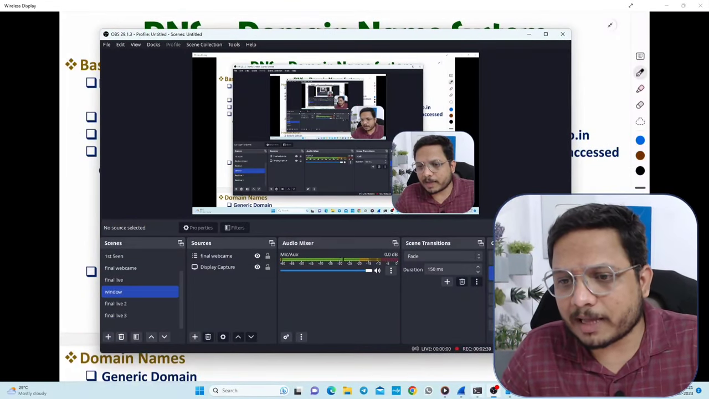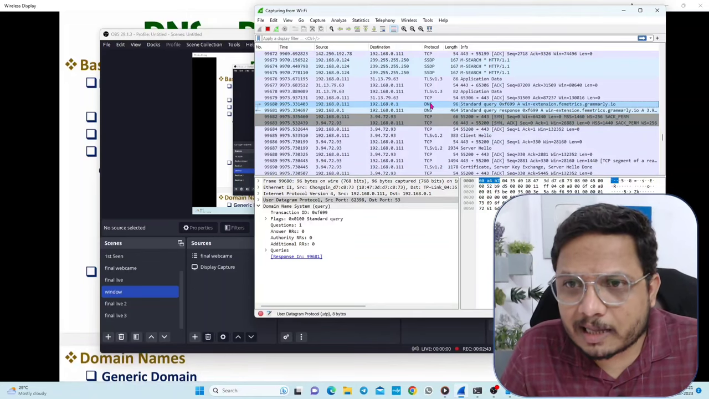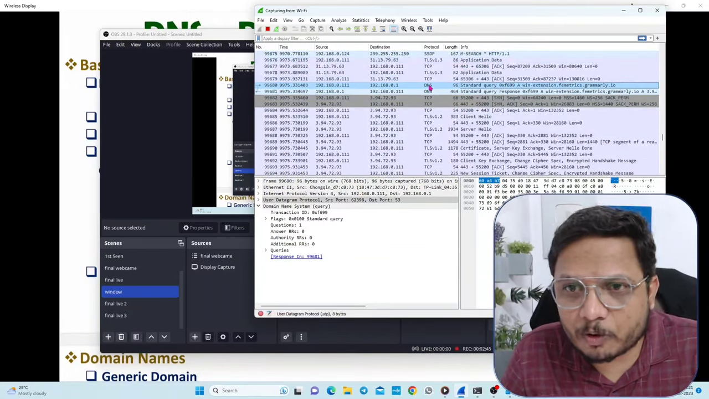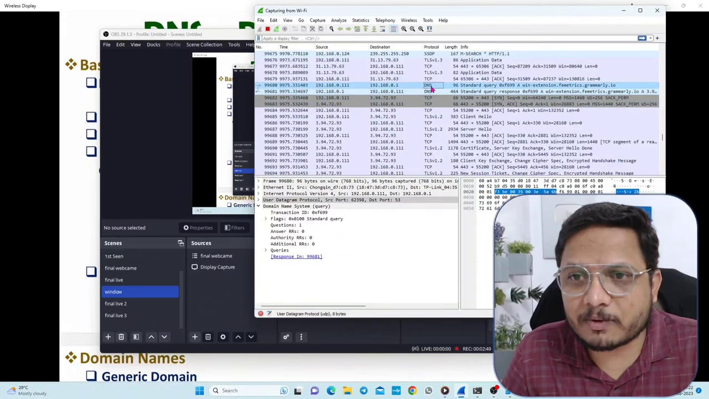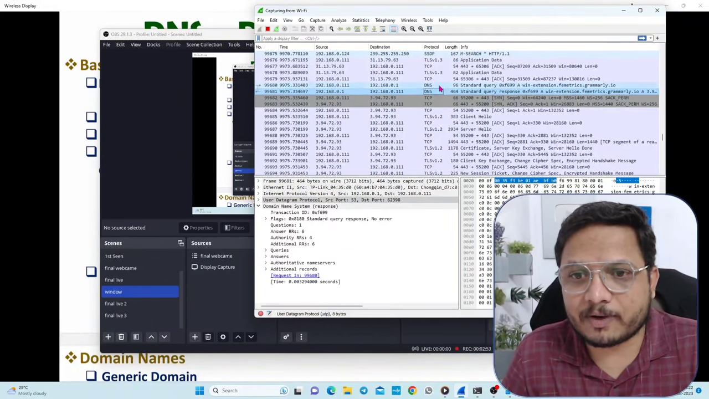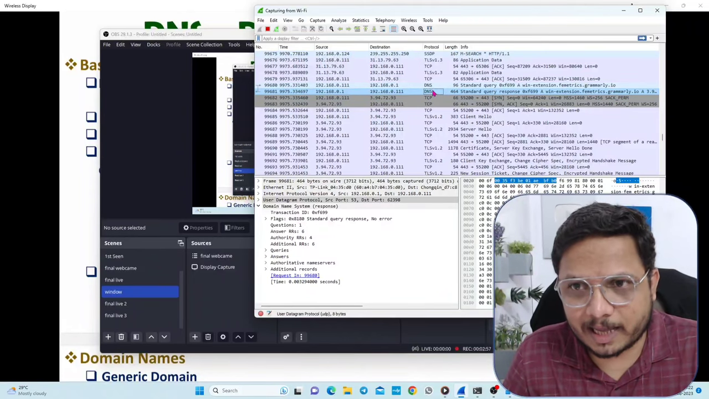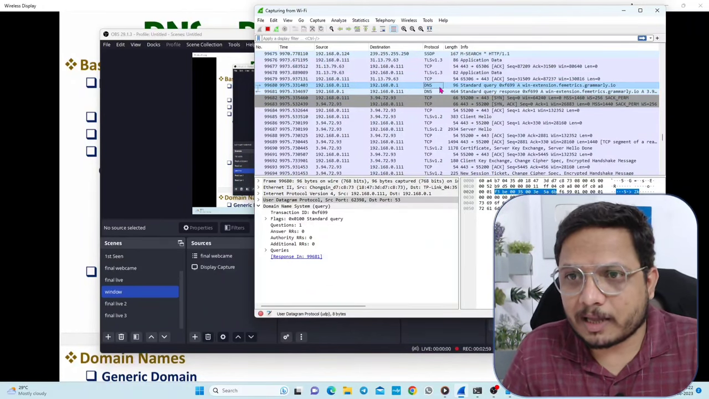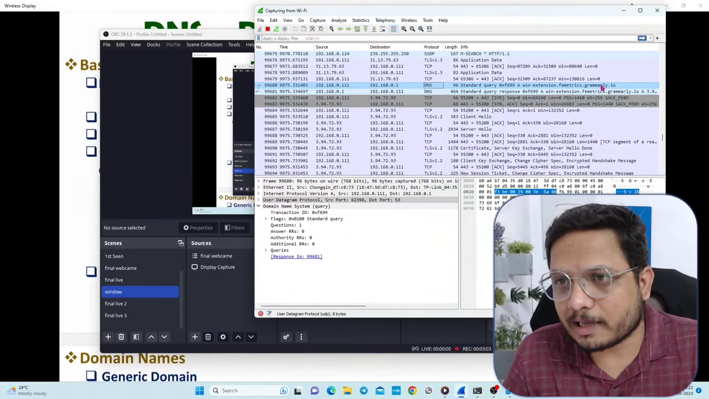So let me take you to my computer screen. Here on my computer screen, I'll be showing you the DNS protocol frames. You see, this is the first one and this is the second one. The first one is the request, you can say query, and the second one is the reply, right? Now see what I was doing. I was trying to search something on Grammarly.